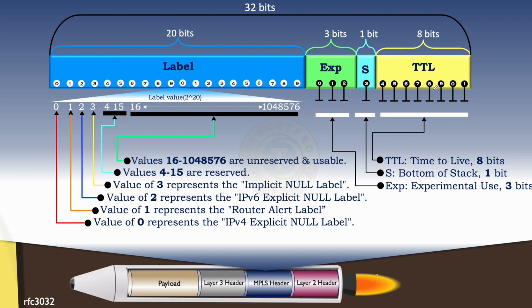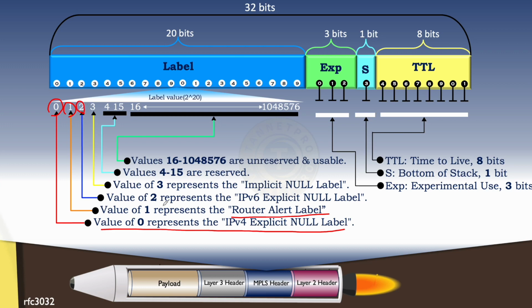So first, let's understand the label part. In the label, if we calculate the 20 bits, we get a range of values from here to here. This entire range has multiple meanings and multiple purposes, so let's understand one by one. The value starts from 0, and value 0 represents the explicit null. Value 1, as I mentioned, the arrow mark, represents the router alert label. If any alert needs to be sent, this label will be used.